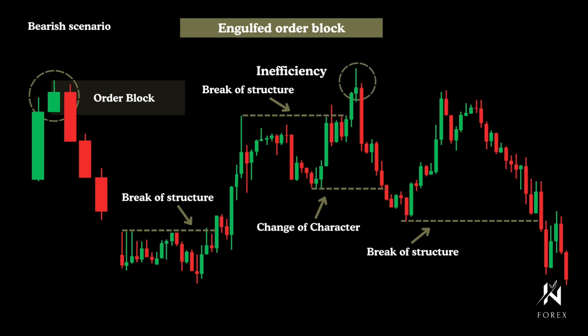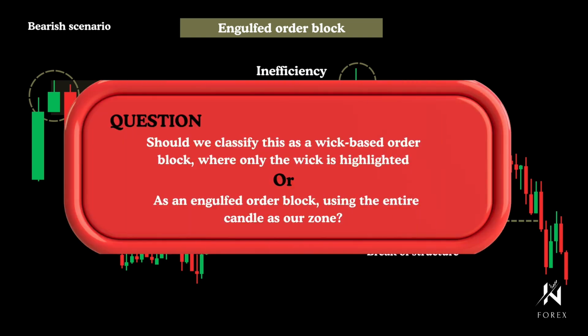On a closer look, you'll notice that the wick on this bullish candle is larger than half the size of the total candle. This raises the question, should we classify this as a wick-based order block, where only the wick is highlighted, or as an engulfed order block, using the entire candle as our zone?